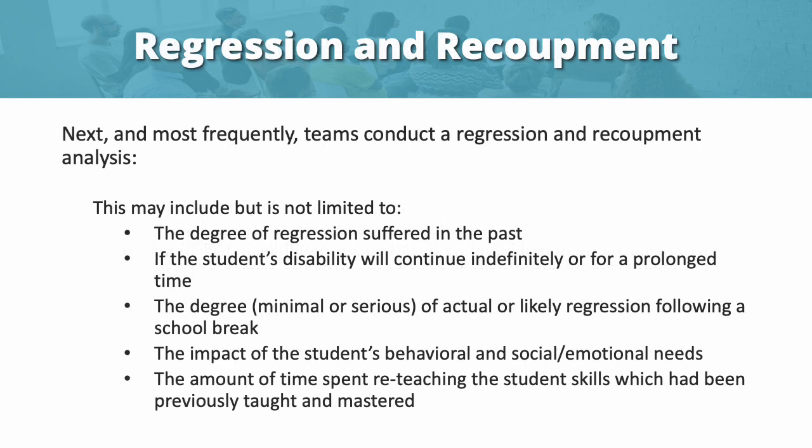Another common consideration is looking at regression and recoupment. Most frequently, teams do conduct a regression and recoupment analysis, which may include, but is not limited to, looking at the degree of regression suffered in the past, looking at whether the student's disability will continue indefinitely or for a prolonged time, looking at the degree, whether it's minimal or serious, of actual or likely regression following a school break, looking at the impact of the student's behavioral and social emotional needs, as well as the amount of time spent reteaching the student's skills which had been previously taught and mastered.